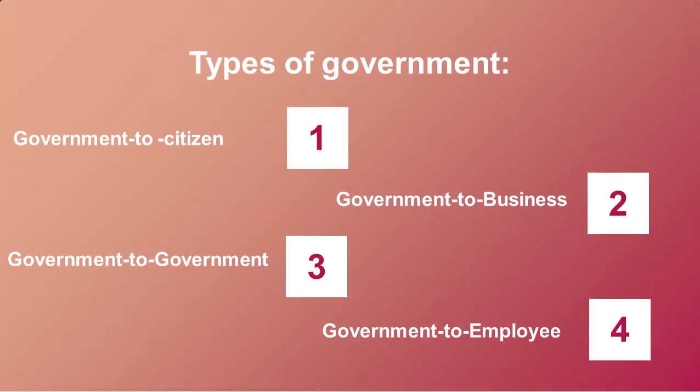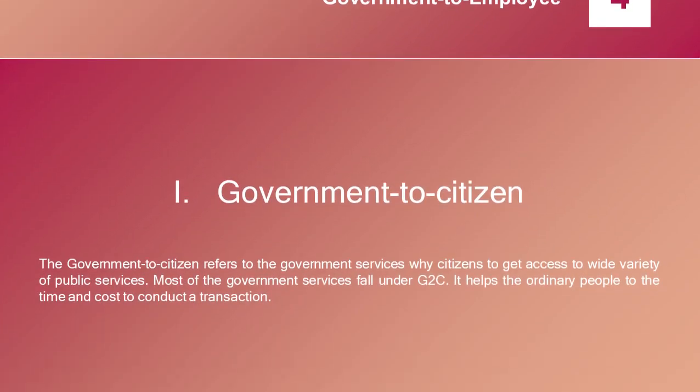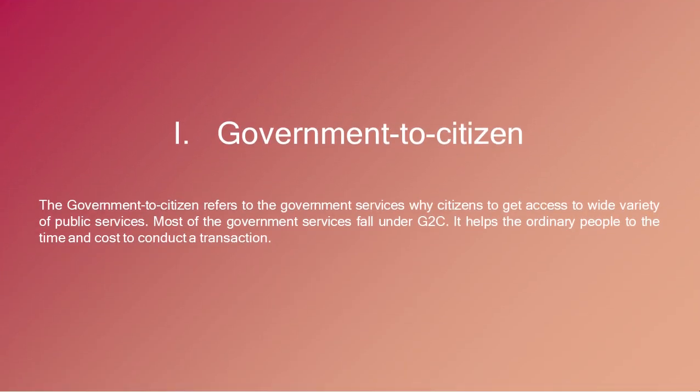We have four types of e-government. Type 1: Government to Citizen. The government to citizen refers to the government services by citizen to get access to wide variety of public services. Most of the government services fall under G2C. It helps the ordinary people to save time and the cost to conduct a transaction.